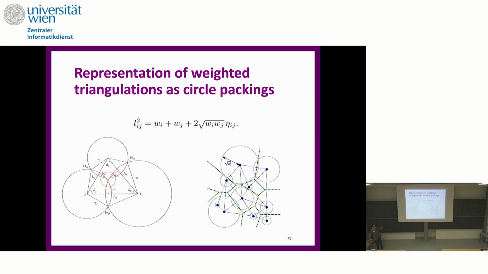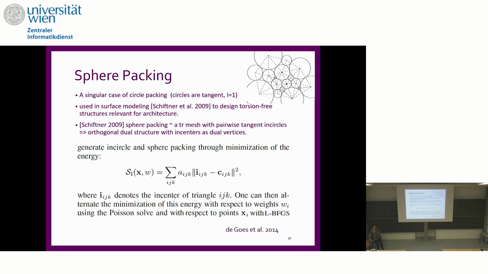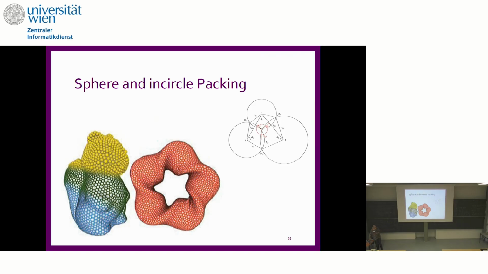By doing that, the only energy that one can consider in this variational setting would be to minimize the distance between this dual vertex, which is the center of this red circle, and the in-circle. And again, we can turn it into a nice formulation that is a convex functional that we can optimize for and end up with stable and nice sphere packing in this case.